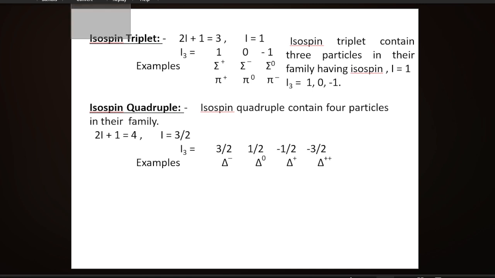Now, the isospin triplet has three particles, giving the values of I3 of 1, 0 and -1. This is according to their charge: higher charge will have the higher value of I3. A quadruplet has four members that contain that.